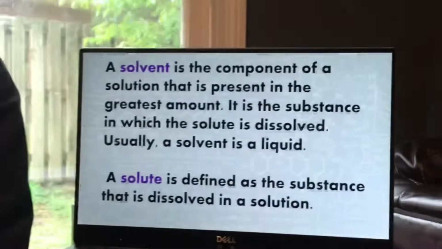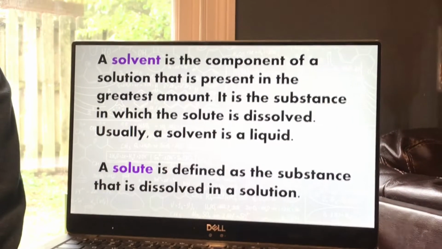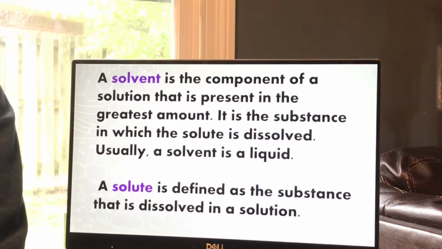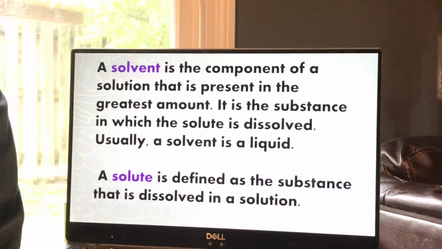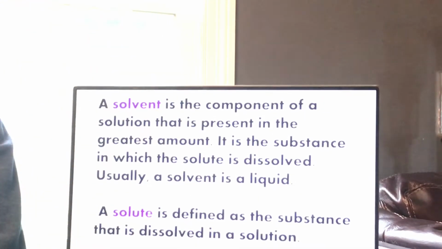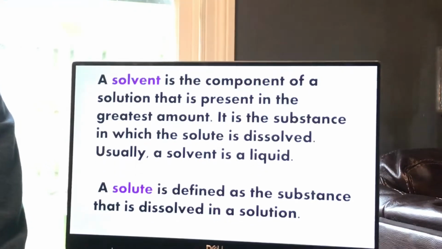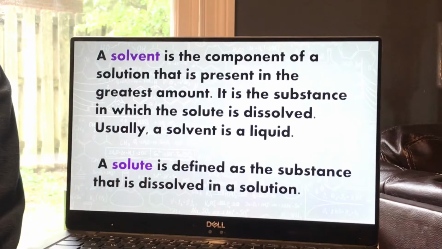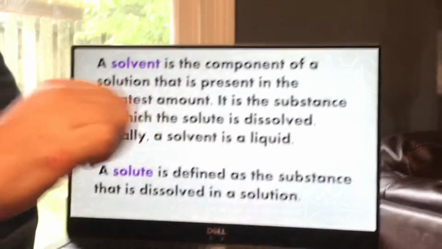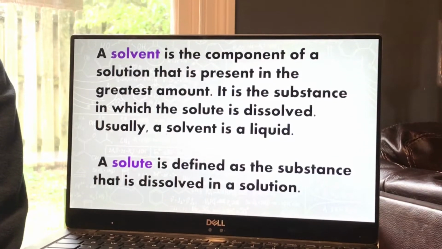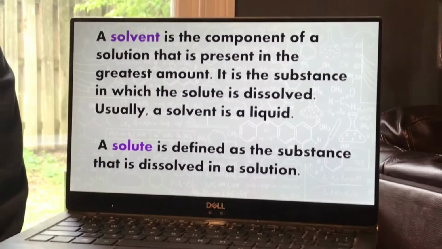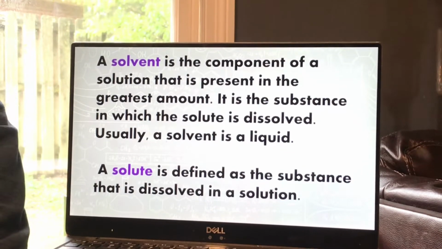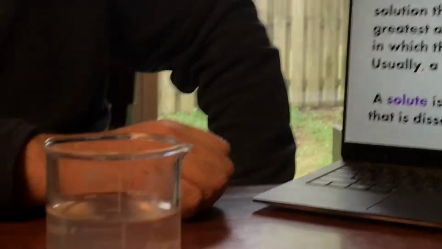So in this case, the solvent is going to be the water. Water is also called the universal solvent. We've talked about this before. Given enough time, water will dissolve practically everything on Earth, with a few exceptions. Almost everything, given enough time. A solvent is usually a liquid. It doesn't always have to be, but it's usually a liquid. A solute is defined as the substance that is dissolved in a solution. In this case, the salt was our solute.